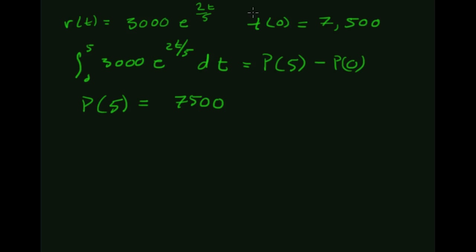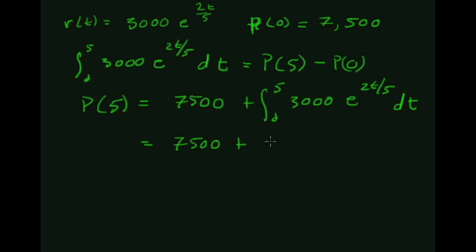7,500. That should be a P. That's the population at time 0, right? Should be 7,500 plus the integral from 0 to 5 of 3,000 e to the 2t over 5 dt. All right, so this is 7,500 plus 3,000 times 5 halves e to the 2t over 5 from 0 to 5, right? So this is the integral here.